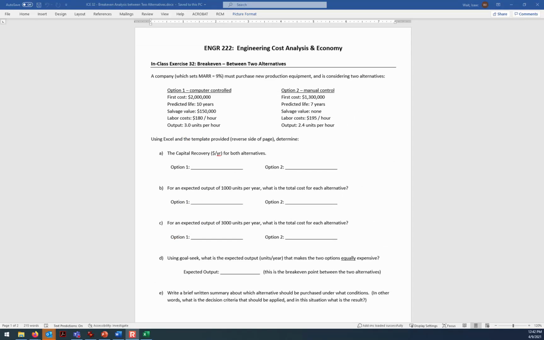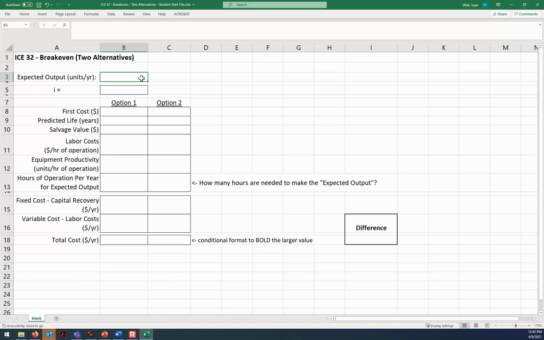Okay, welcome back. Let's see if you've made the right progress on this one. We'll put it into Excel and try and find out what is the break-even point between the two alternatives. In the first case, what we're going to do is analyze 1,000 units per year. So I'll put that in at the top, and the interest rate is 9% for the MARR each year.